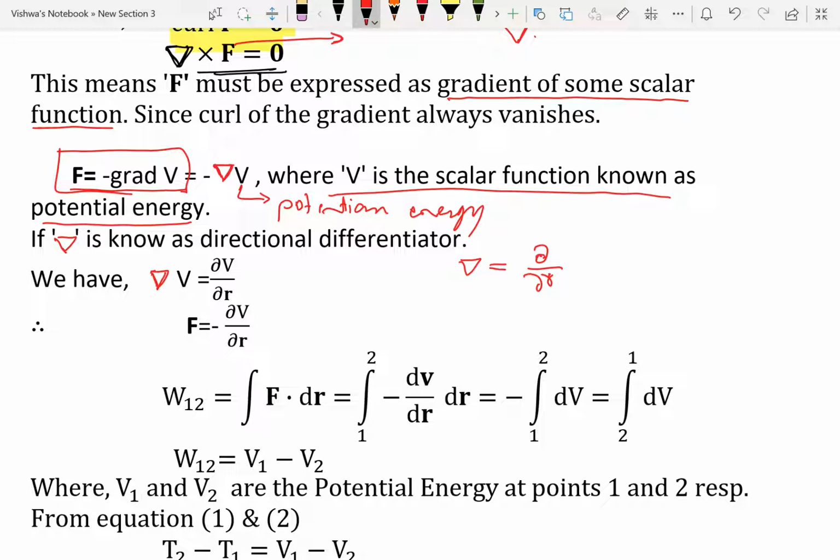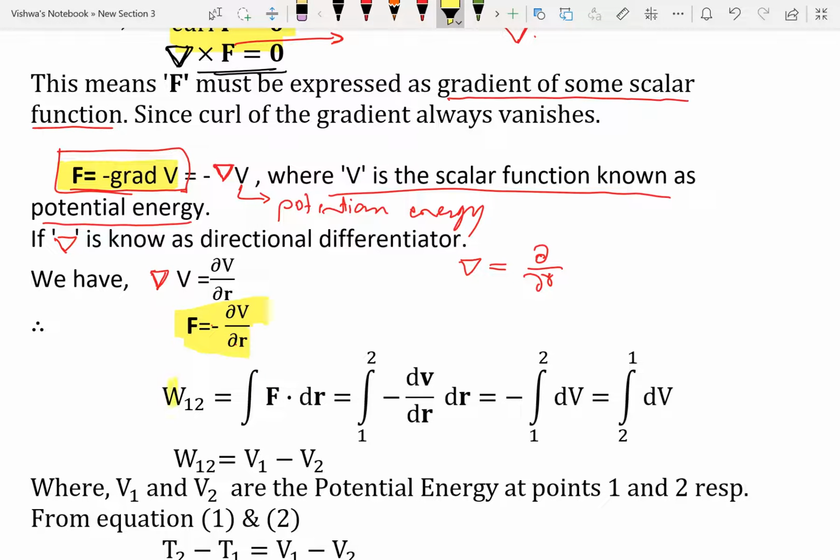But what is F? F is minus of gradient of phi. For that, minus of dou v by dou r. So it is minus of dou v by dou r. Here it is force F equal to minus of gradient of phi. For that, what is gradient of phi? Gradient of phi is dou v by dou r. Now substitute this F value in the integral equations.